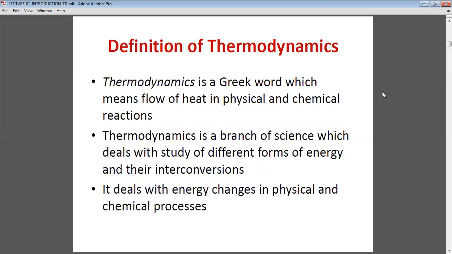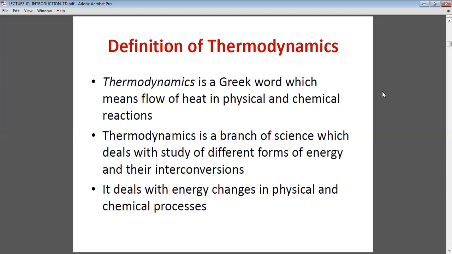So first, coming to the definition of thermodynamics. Actually, thermodynamics is the science of energy transfer and its effect on the physical properties of a substance. That means it is based on observations of common experience which have been formulated into thermodynamic laws. These laws govern the principles of energy conversion.